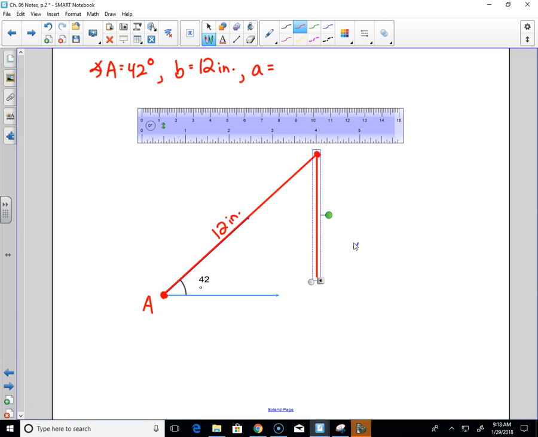Kiddos, what kind of triangle would this make if it went straight down? Okay, so let's pretend this is a right triangle. If it is a right triangle and this is 12 and this is 42, can't we figure out the very shortest that side can be? What trig would we use if we have the hypotenuse and we're missing the opposite? Sine. Good. So someone help me out with your calculator. Sine of 42 equals x over 12. What does 12 times sine of 42 equal?